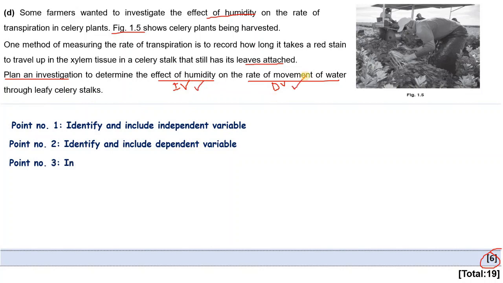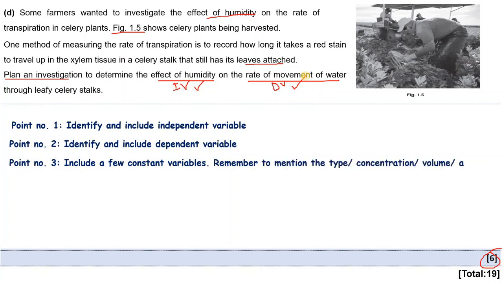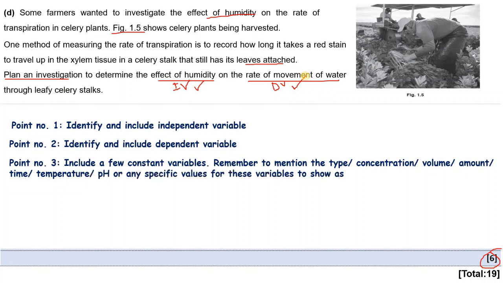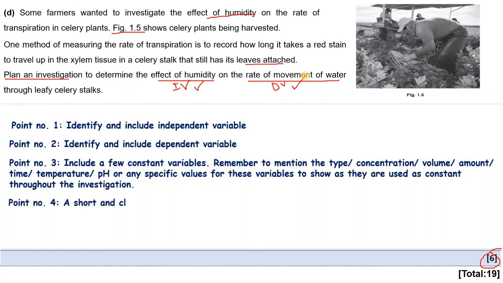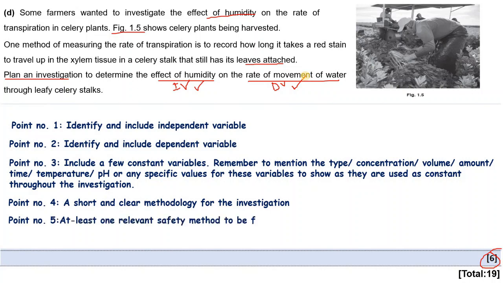Next, point number 3. We need to include a few constant variables in our investigation. When we are writing an investigation, we should include at least 2 or 3 constant variables which are going to be the same throughout the investigation. Next, point number 4, a short and clear methodology needs to be written, and that has to be in a very precise form. Point number 5, at least one relevant safety measure should be included along with the investigation.